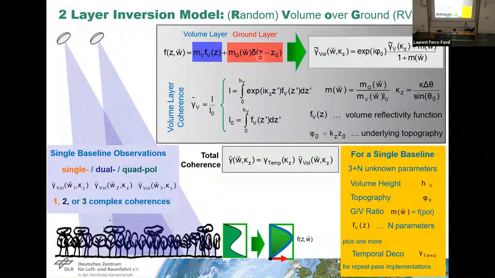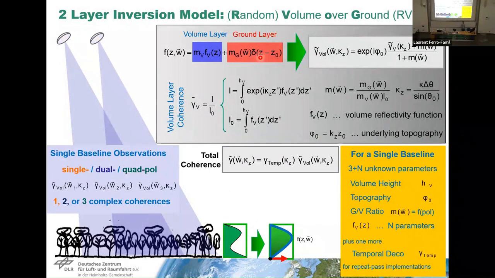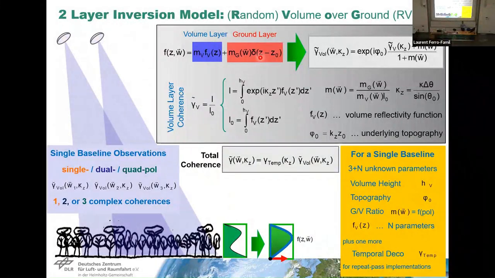So first of all, how many measurements do you have with polarimetry? Well, it depends on how many polarimetric channels you have. If you have one polarimetric channel, you have one measurement, one complex number, 2 measurements. Dual pol, 4 measurements, because you have 2 coherences times 2 makes 4. Then quad pol, 6, because HV and VH are basically the same apart from the noise. So you have 6 measurements and you are still now outbalanced, or maybe outbalanced because you have 3 plus N.